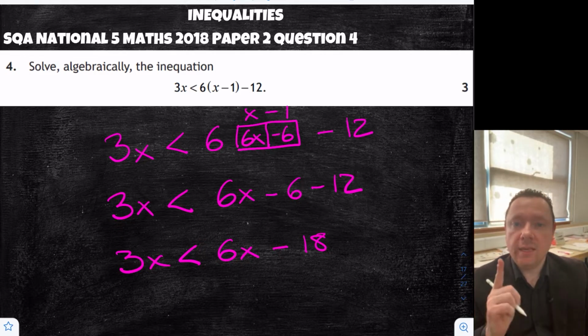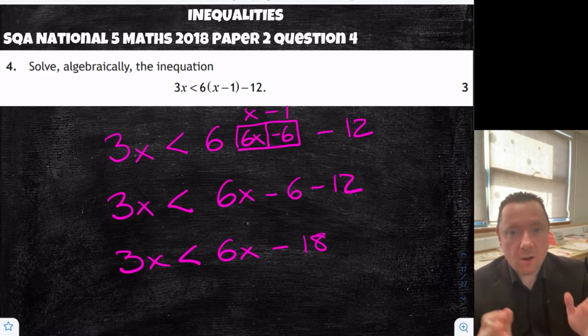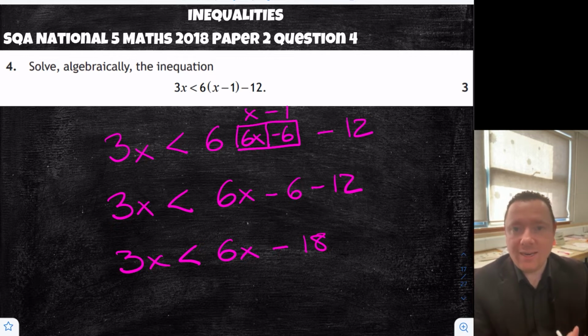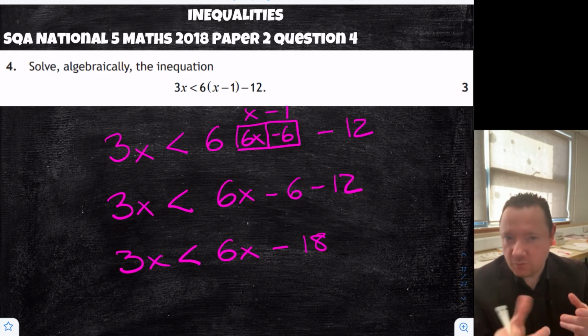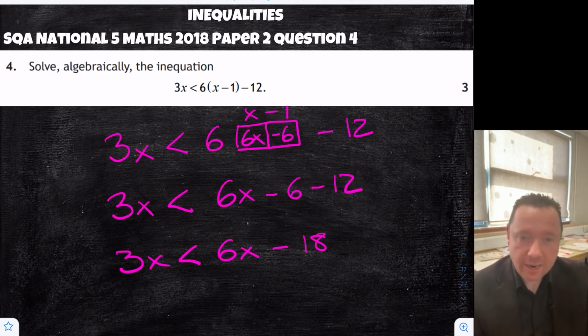Tip for you here. Keep your x's positive. So it doesn't matter what side they end up on, but if you end up with a negative x, it means you're going to have to divide by a negative, which means you're going to have to do something weird about flipping the sign, which is a bit funky. So just keep your x's positive.